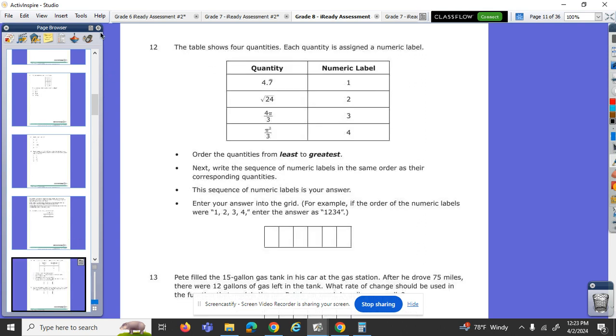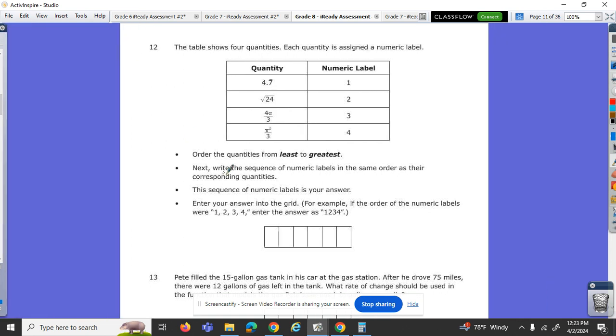All right, question number 12. This one was kind of an odd question. I thought it was kind of interesting how they wanted the answer in the grid. So I thought this would be a good one for us to talk about a little bit. So the table shows 4 quantities. Each quantity is assigned a numeric label. I'm going to order these quantities from least to greatest. Next, write the sequence of numeric labels in the same order as their corresponding quantities.